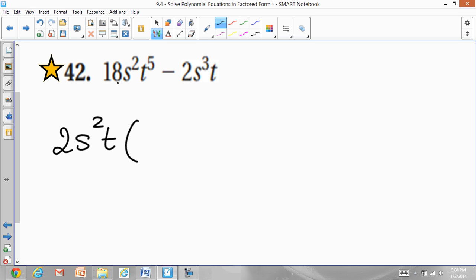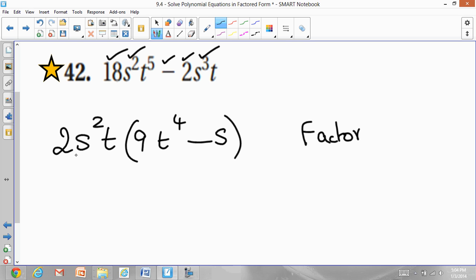So 2 and 18. So 2 times 9 is going to give me 18. s squared is already here. t is here. You need t to the power of 5. So you need t to the power of 4. If you multiply t times t to the power of 4, should give you t to the power of 5. Now going for the right side. So this is positive, that is negative. So inside is going to be a negative. 2 is already there. You need s cubed. You're only having an s squared, so you need one more s to give you s cubed. And t is already there. So this is the final answer. Do not solve it. They just want you to factor. So after you're done factoring, this will be the final answer.